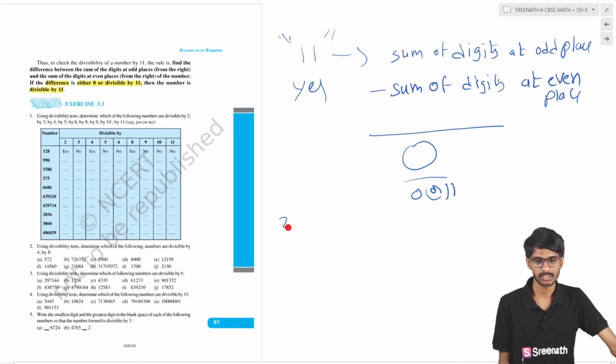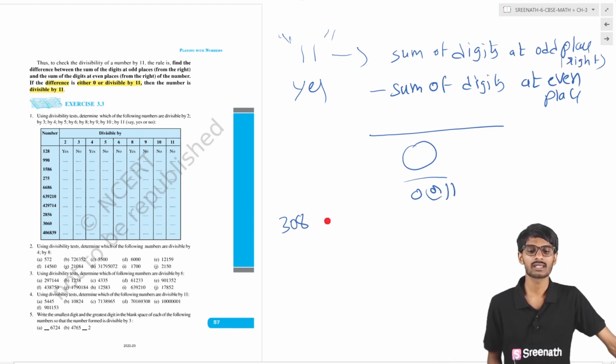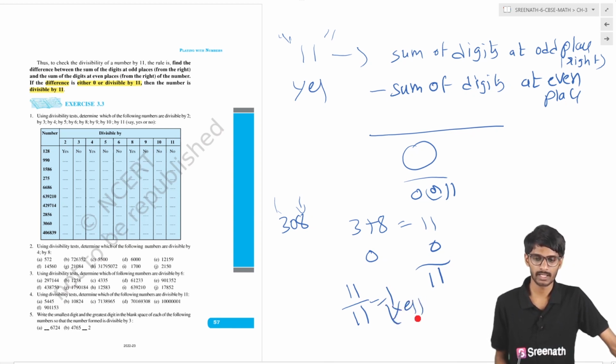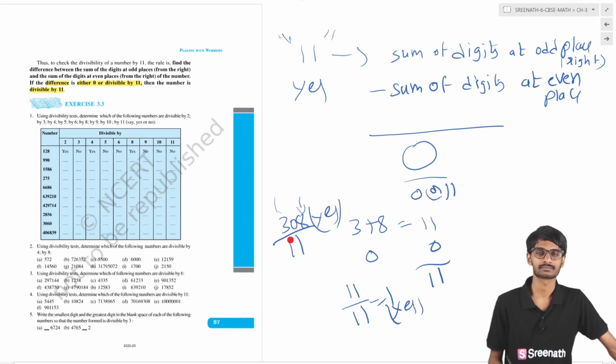If you take 308, we have to count from the right side. What are the digits in the odd places? That is 8 and 3, so 3 plus 8, that is 11. And what is the digit in the even place? That is 0. So 11 minus 0 is 11. So the final result is 11. Now 11 divided by 11 is possible, we get 1. So it is divisible, yes. So finally it is divisible by 11.